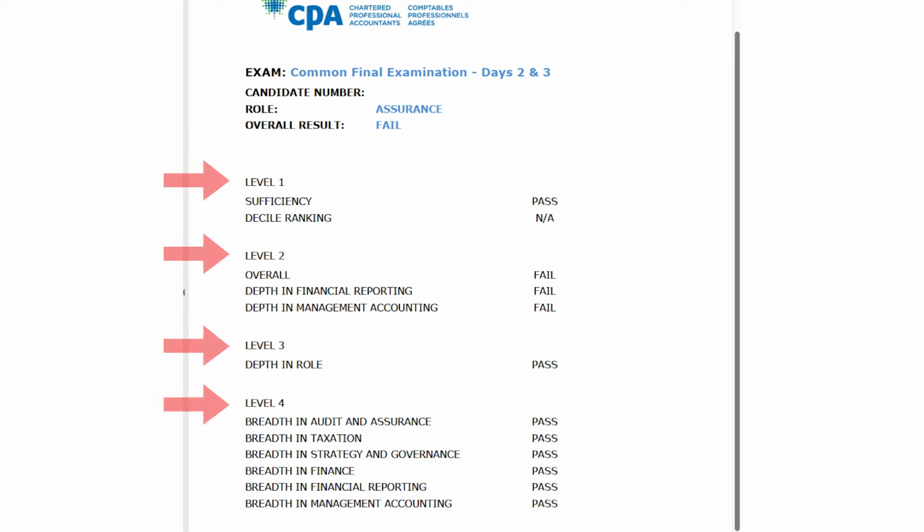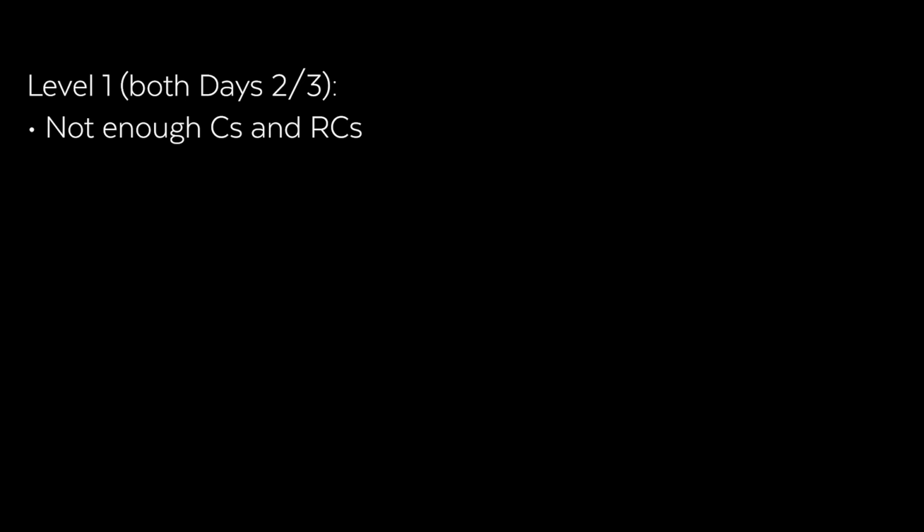If you were unsuccessful at CFE days 2 and 3, the results transcript will show more details. You'll see the 4 levels and you'll see specifically at which level you didn't pass. Level 1 is driven by both days 2 and 3, with more emphasis on day 3. Failing level 1 means you didn't achieve C and RC enough in all cases.